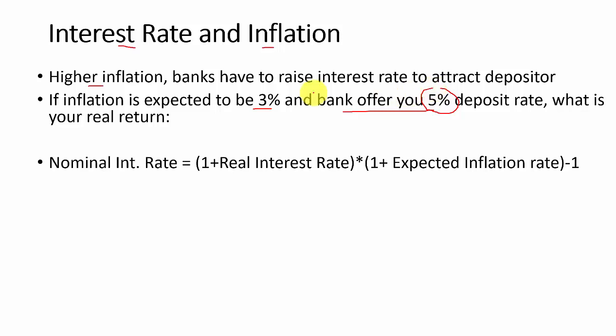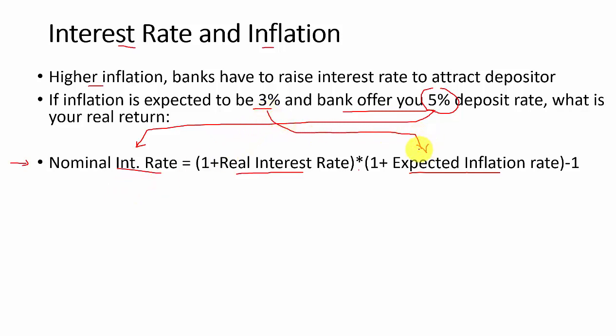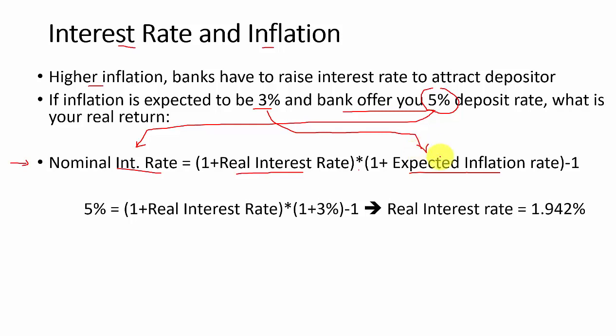You can use the Fisher effect to calculate the real return. The formula is: nominal rate equals (1 plus the real rate) multiplied by (1 plus inflation rate), minus 1. Okay, you plug the numbers in. 5% is the nominal return, 3% is expected inflation, and therefore you can easily calculate the real interest rate, which is 1.942%. This one is the full formula.